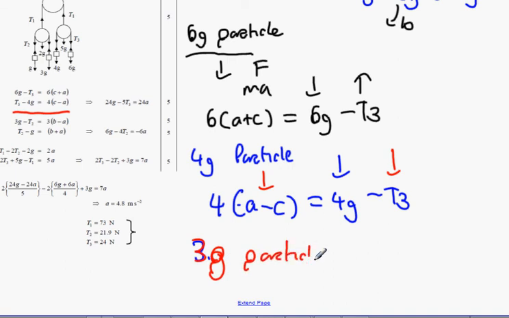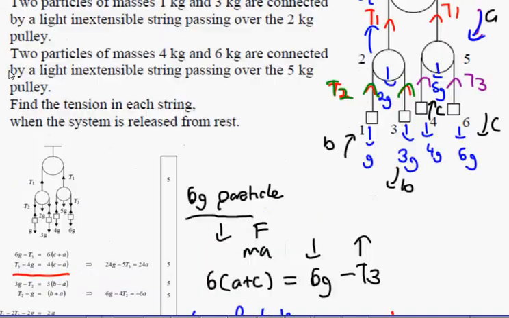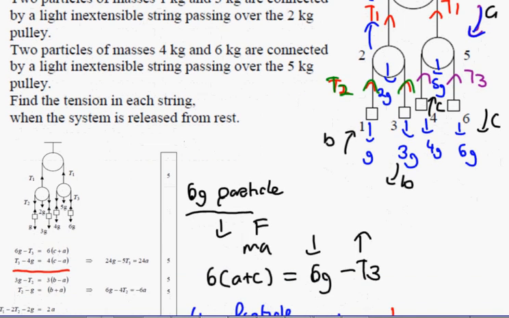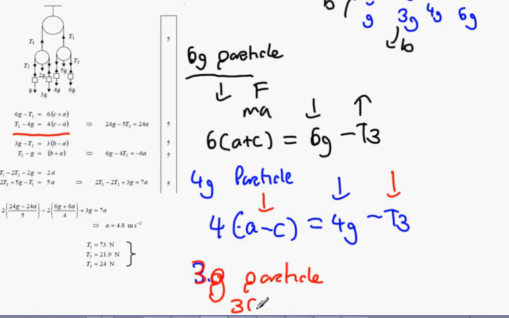So the 3g particle is going up, but it's also falling down at the same time. So do you know what? You can pick it either way. I'm going to pick that it's going down, just because it's easier to keep it in line with the other ones. So I'm going to be doing 3 times b going downwards minus a. 3b minus a equals, that's going downwards, so its weight is winning over tension. So it's going to be 3g minus T2 going upwards.